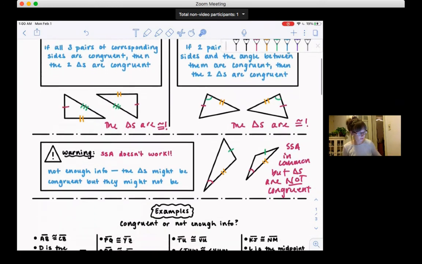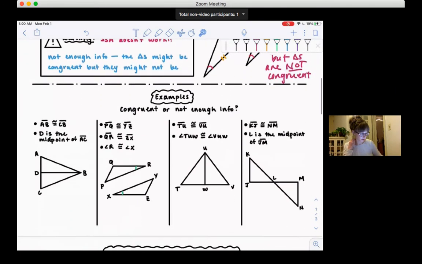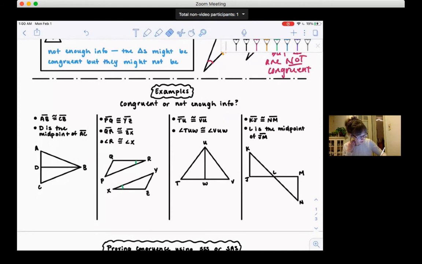All right, let's do a couple examples where we just are going to look at a pair of triangles and say whether they're congruent or whether we don't have enough information. So first one, we have AB congruent to CB, and I'm going to get us into the habit of marking given information on the figure. So first thing I'm going to do is mark AB congruent to CB with tick marks. So one tick, one tick.